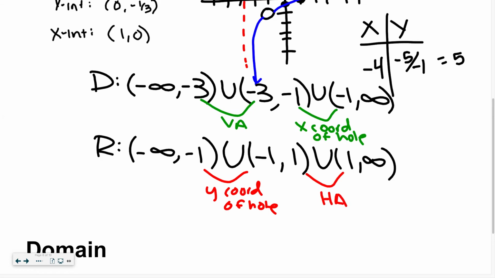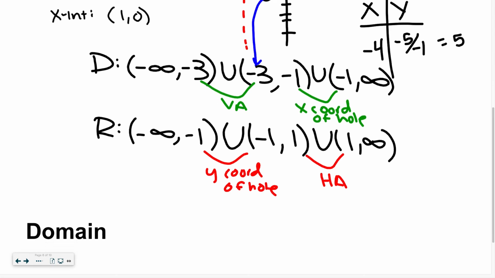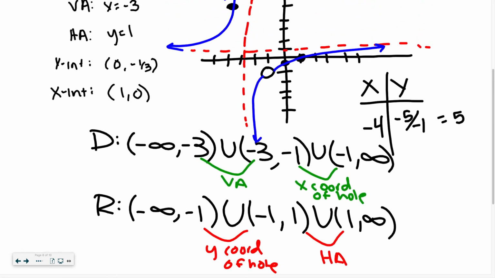Now, of course, if you don't have a hole, you don't have to exclude any coordinates for that. Sometimes there aren't holes. You could have no holes, but you could have 2 vertical asymptotes, then you're still excluding 2 numbers. It really just depends on the function and what the graph looks like. My domain and range was all down there. Does anybody have any questions about what happened here?